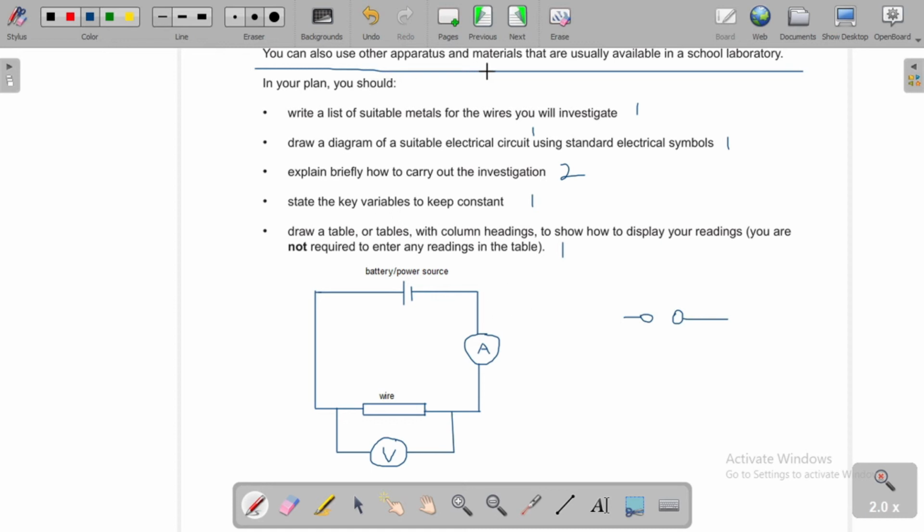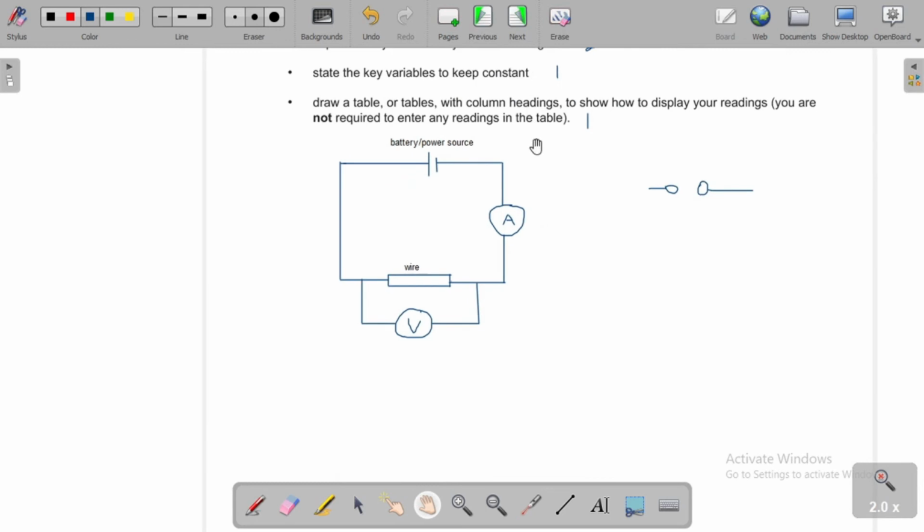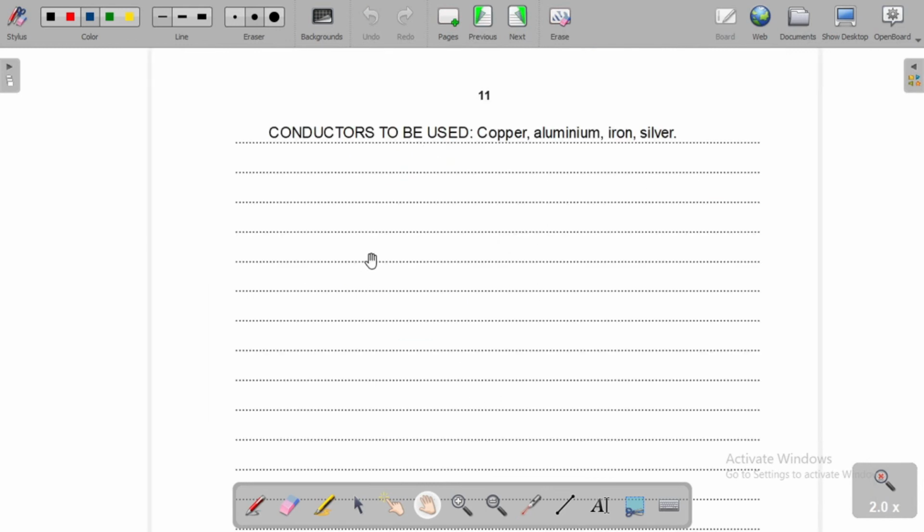You can also use other apparatus and materials that are usually available in a school laboratory. So you can put a rheostat here, but the major apparatus that you need, you have added them. So I have drawn the diagram. Let's look at the next question. Explain briefly how to carry out the investigation. Let me go to the next line to do the explanation.